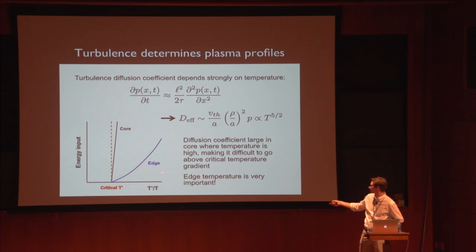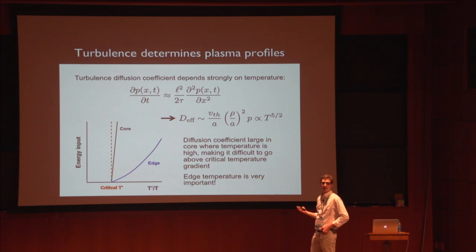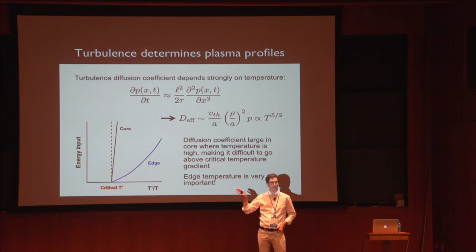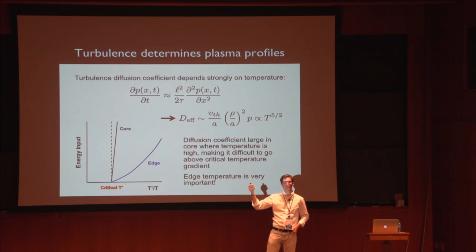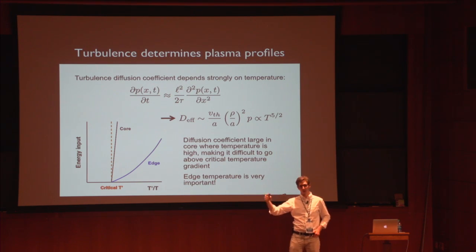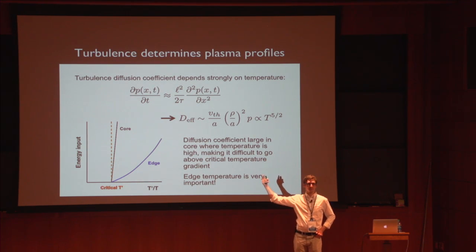Which means that the edge temperature is actually really important. Okay? Because we have a fixed temperature gradient across the rest of the plasma, if I can double the temperature at the edge of my plasma, that means I can double the temperature in the core of my plasma. All right?